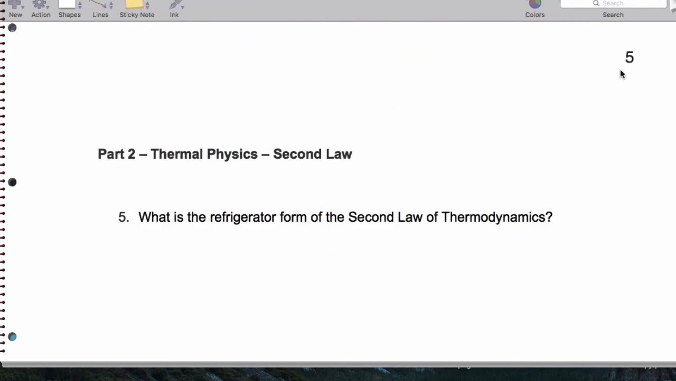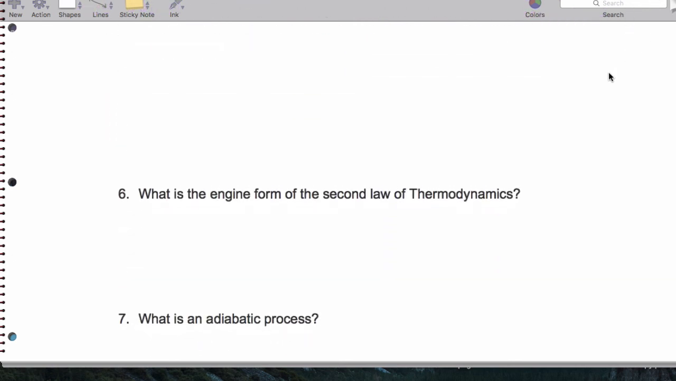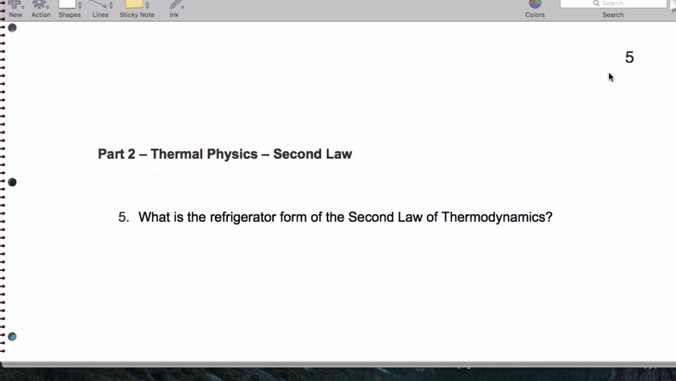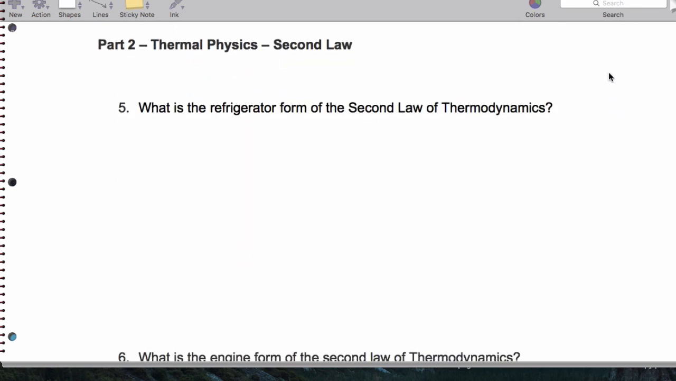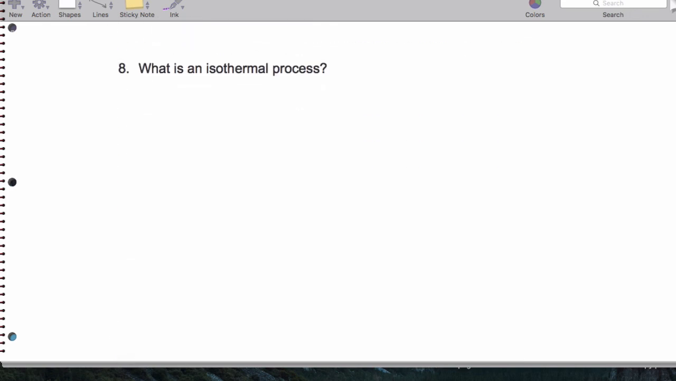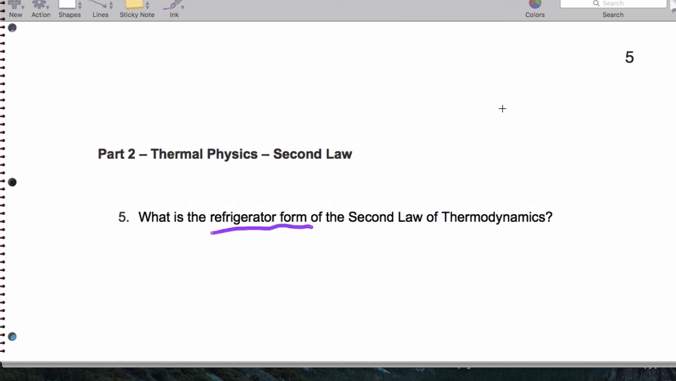Now, the refrigerator form of the second law of thermodynamics. I like saying it like this. By the way, I call it the refrigerator form. I want to be really clear: this is not something you're going to find in a textbook. It's just, once again, given that this is an accelerated physics class, I want to make absolutely sure we have definitions that make sense to us in what we're doing. And so this is actually part 2, so I'll tell you what, I'll take a look at this in the next video.